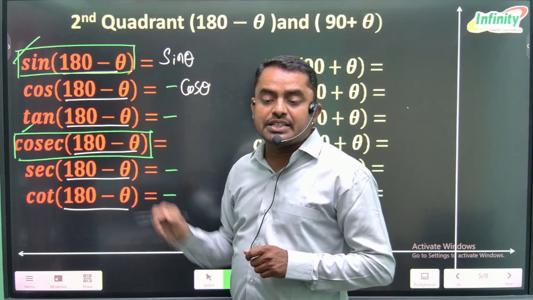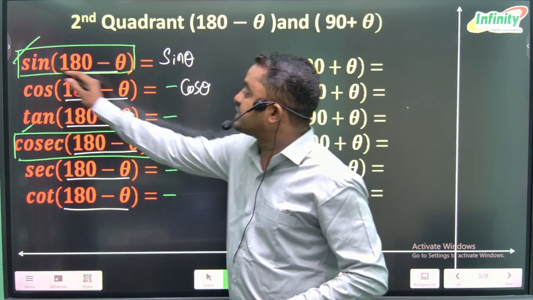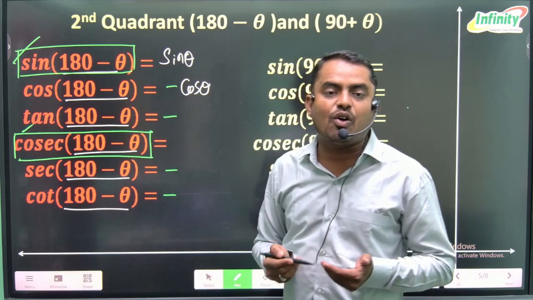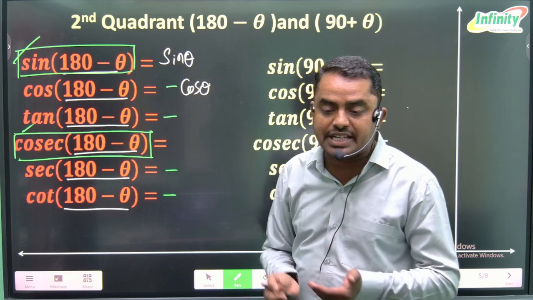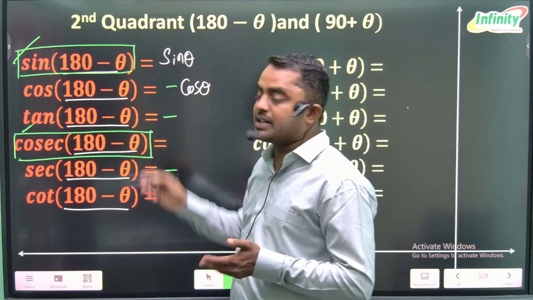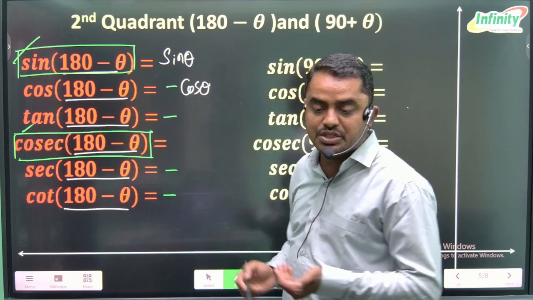What is sin 180 minus theta? Plus sin theta, because sin theta is positive in the second quadrant. So we write sin theta. Cos 180 minus theta, cos is negative, so minus cos theta.